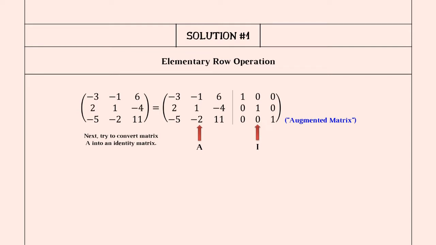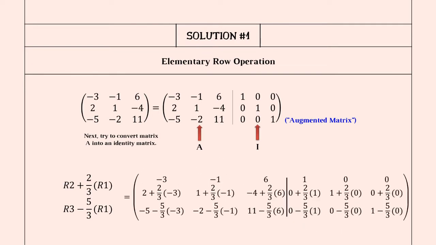First of all, I would like to change the first number in row 2 and row 3 to become 0. In order to get the 0, I would like row 2 to plus row 1 multiplied by 2/3, and I would like row 3 to minus row 1 multiplied by 5/3. And the whole working step will be like this. Okay, now I will get the first number in row 2 and row 3 to become 0.